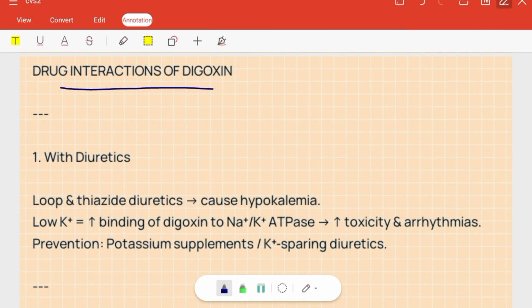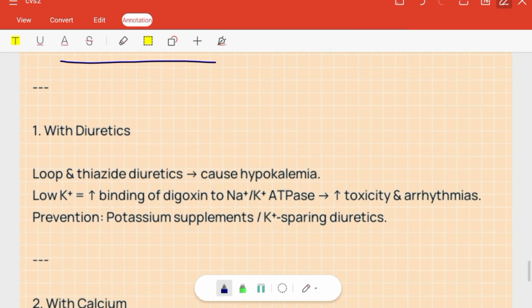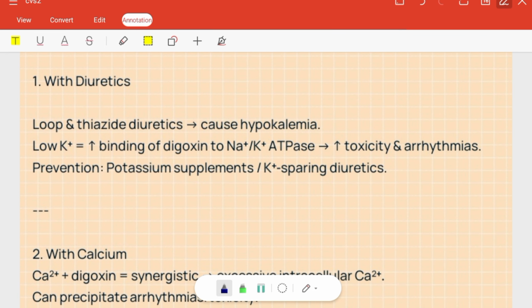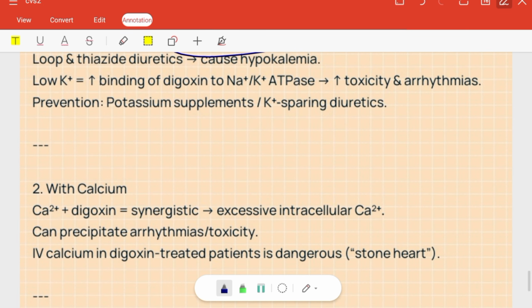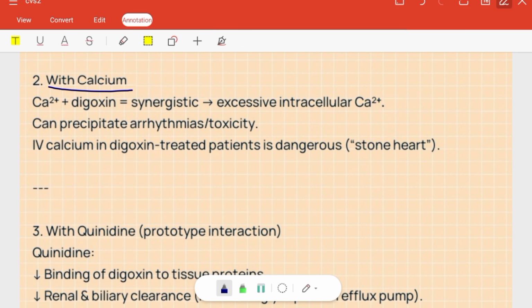So coming to the drug interactions of digoxin, we should not combine digoxin with diuretics, because all the diuretics except the potassium sparing diuretics have the ability to cause hypokalemia. So digoxin and diuretics should not be used together because it may lead to toxicity. Next, calcium. Digoxin already causes calcium accumulation. So when there is more calcium, it may lead to arrhythmia and toxicity.